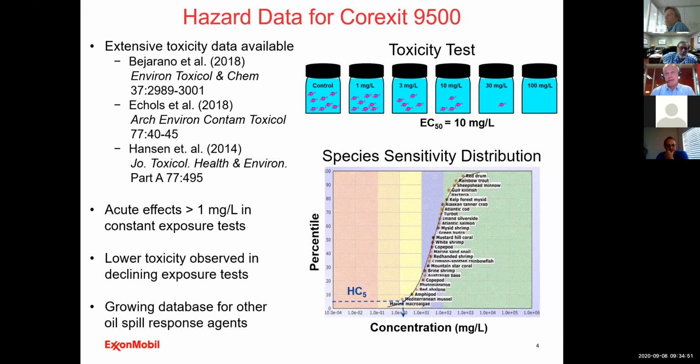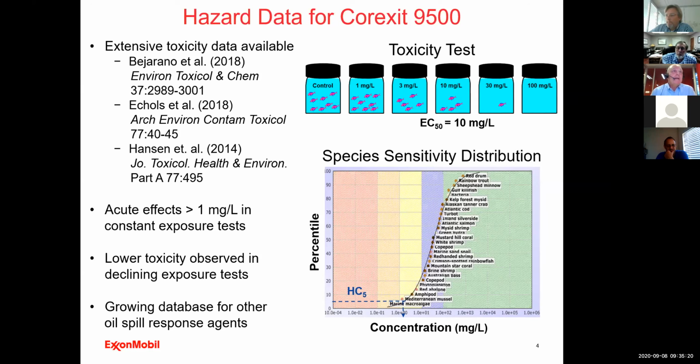In this case, the EC50 would be 10. In fact, it's an LC50 because lethality is the endpoint that's actually being measured. If you go to the literature, there are hundreds of toxicity tests that have been conducted for Corexit 9500. Arguably, it's one of the best tested chemicals on the planet, and I've provided some references that offer recent reviews.